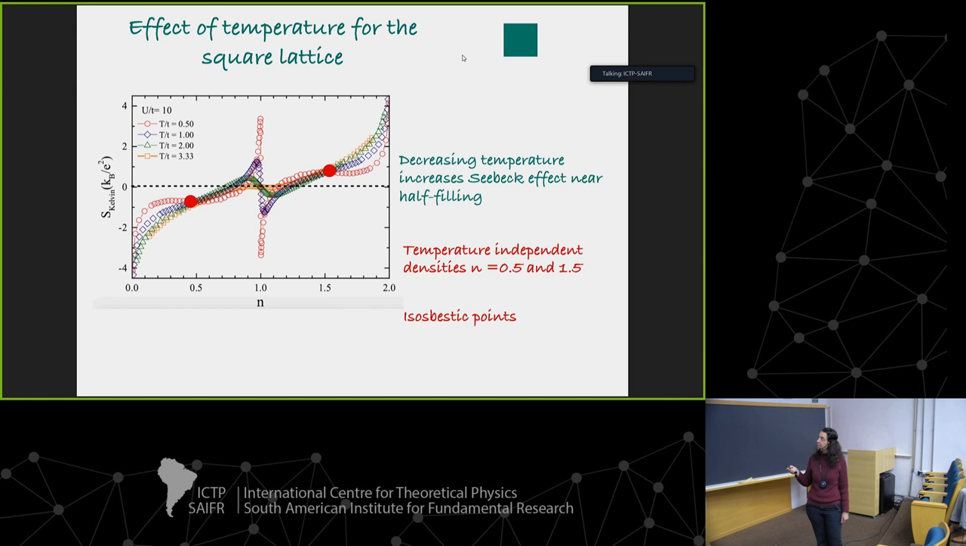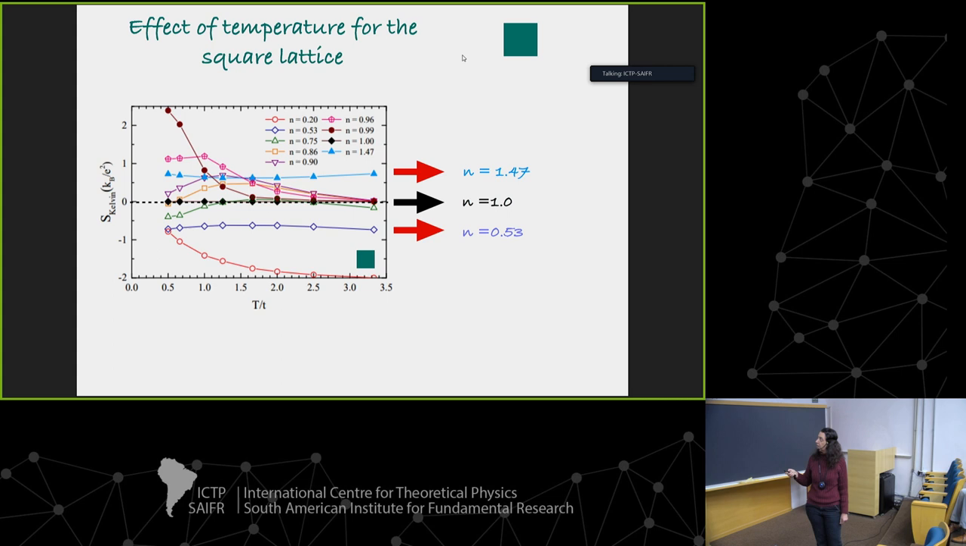We have two points around 0.5 and 1.5 where nearly all the curves cross. When we look at the Seebeck coefficient as a function of temperature at half filling, we see that it's always zero.